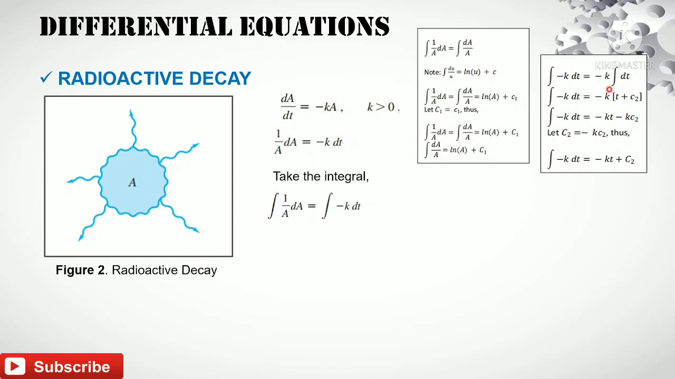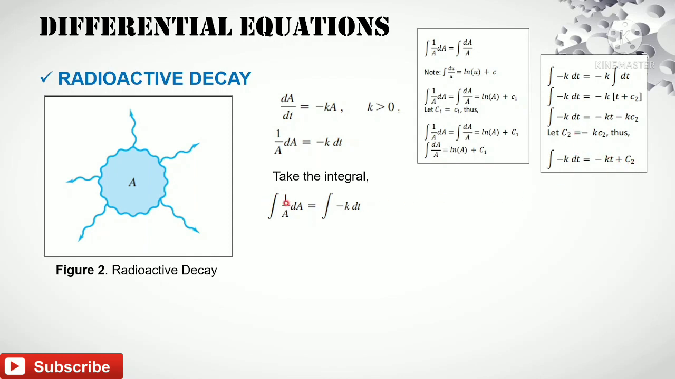Then we distribute the negative k to t and to c2, so we have negative kt and negative k c sub 2. Since k is constant and c2 is constant, we let capital C sub 2 equal negative k times small c sub 2. So we have the simplified value of the integral of negative k dt, which is equal to negative kt plus the constant capital C sub 2.